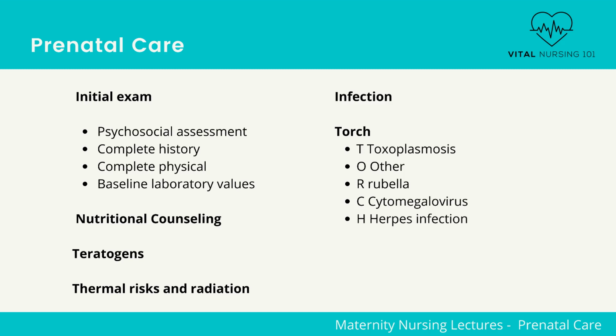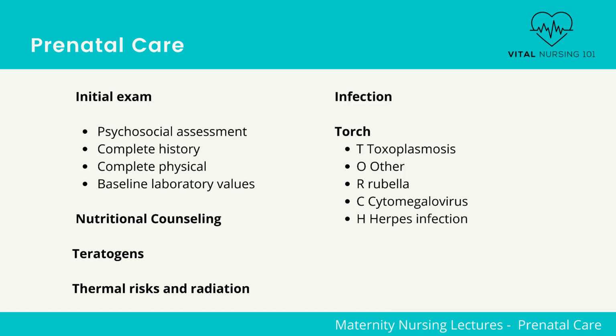Important nursing actions to consider for Group B strep are the following: culture obtained at 35 to 36 weeks. Treat positive culture with penicillin IV piggyback every 4 hours during labor. Monitor newborn for infection. The last type of teratogens you should be aware of is TORCH.